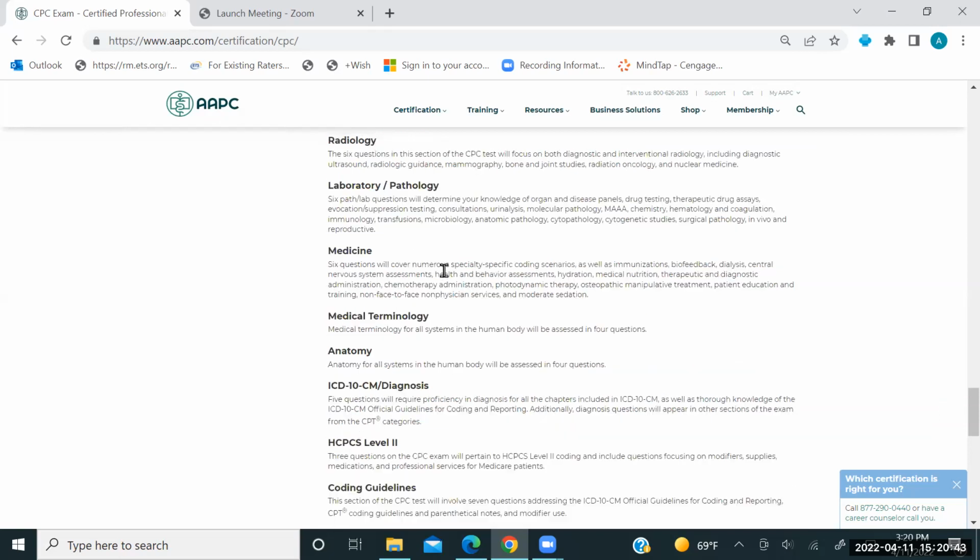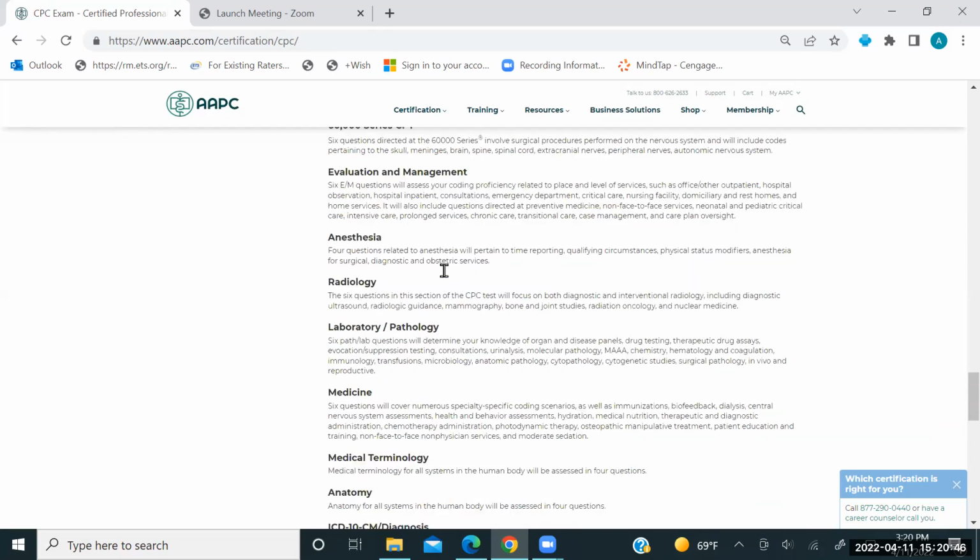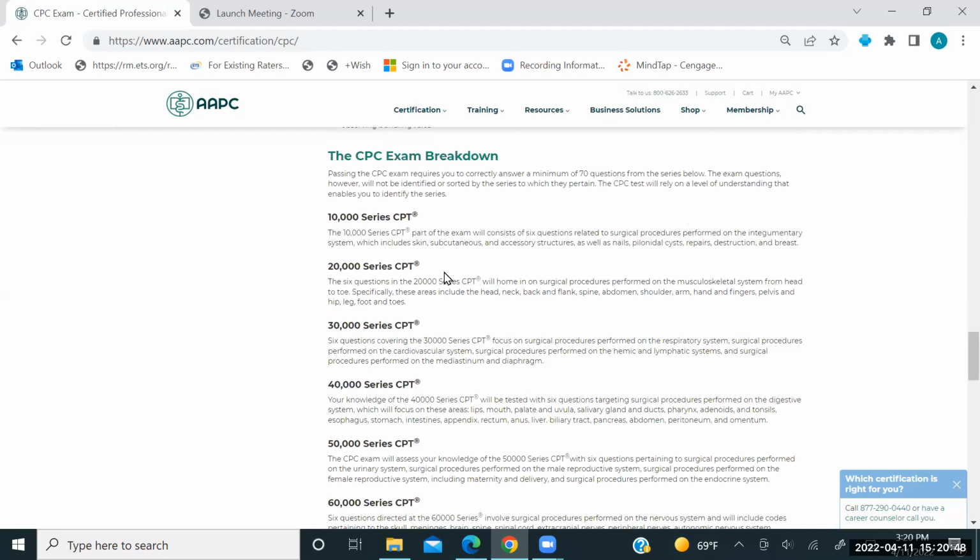This shows you what the content of the exam is actually going to be. And you do need to get 70 questions correct. You have to get a 70% on the national exam to pass it. I think you should aim for 100, but give yourself a little leeway there.